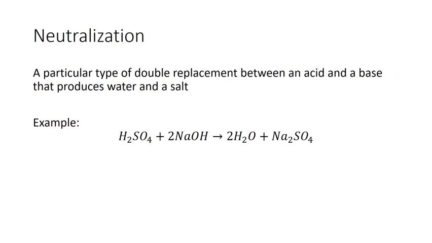Then we have our neutralization reaction. This is a very particular type of double replacement that occurs between an acid and a base, and it produces water and salt. And when I say salt, I don't mean like table salt that you put on your food. Salt is an ionic compound. That's just another word for an ionic compound. And so here, they're trading partners. Sulfate goes with sodium, hydroxide goes with hydrogen. You get water, you get sodium sulfate. That is a neutralization reaction.